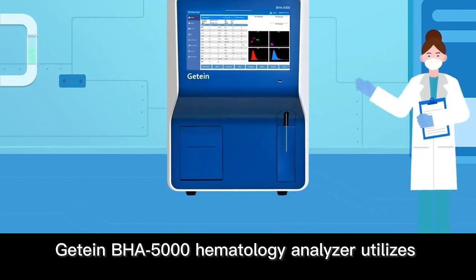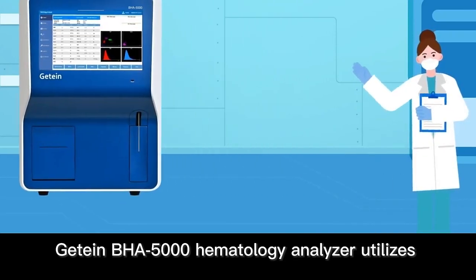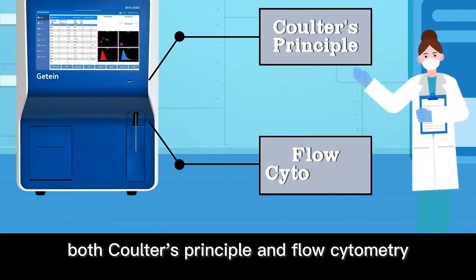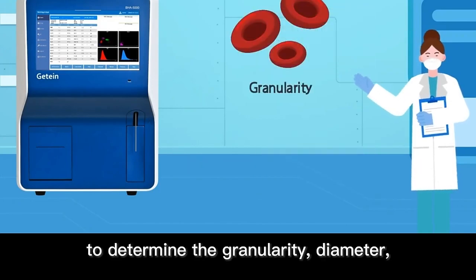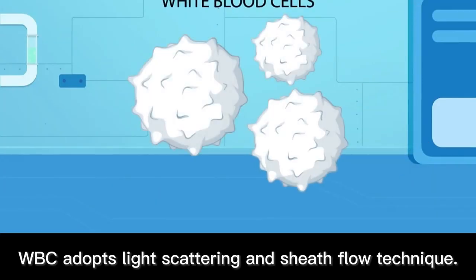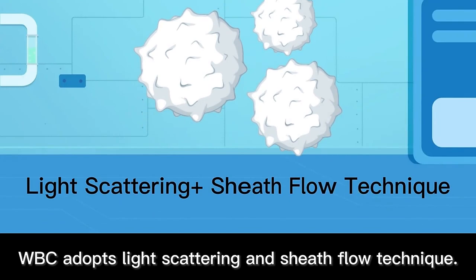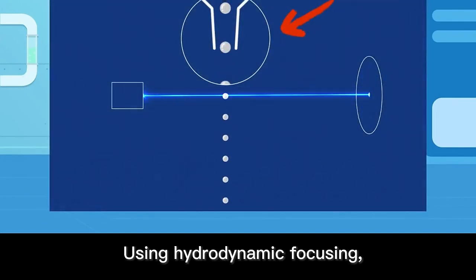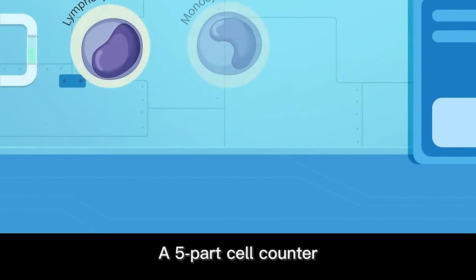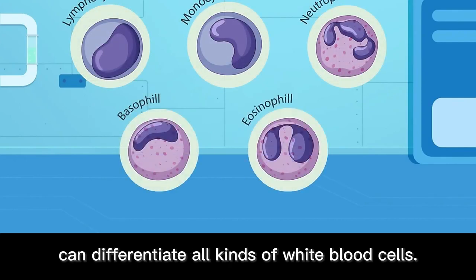The 10 BHA 5000 hematology analyzer utilizes both Coulter's principle and flow cytometry to determine the granularity, diameter, and inner complexity of the cells. White blood cell adopts light scattering and sheet flow technique. Using hydrodynamic focusing, the cells ascend through an aperture one cell at a time. A 5-part cell counter can differentiate all kinds of white blood cells.